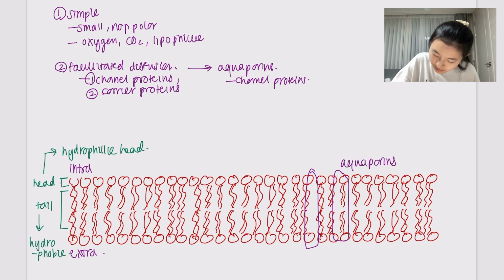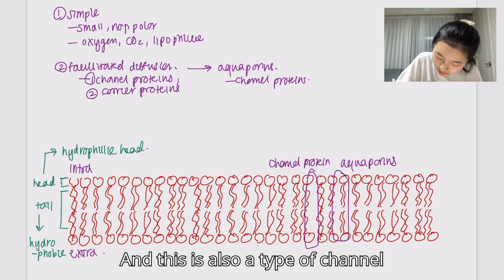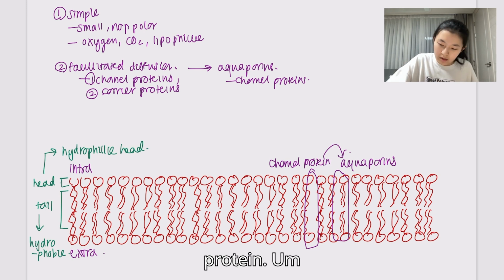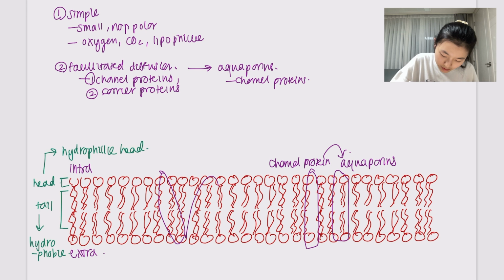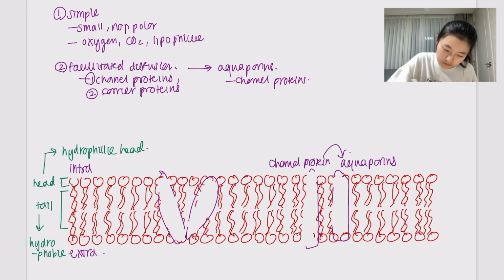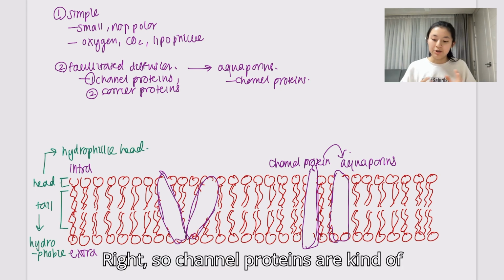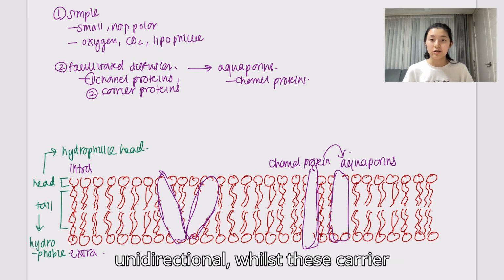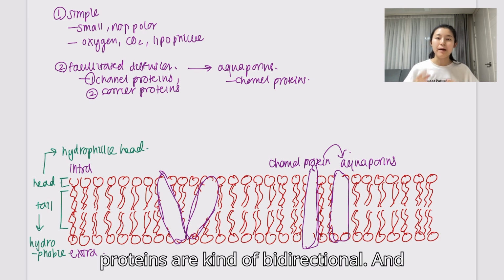Aquaporins. And this is also a type of channel protein. Carrier proteins. Right, so channel proteins are unidirectional, whilst these carrier proteins are bidirectional.